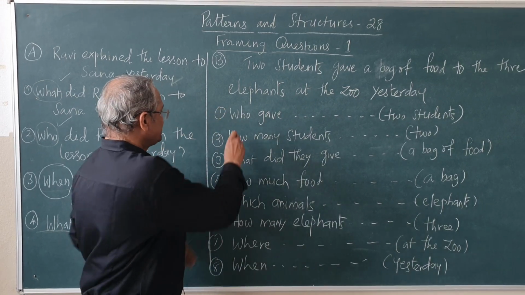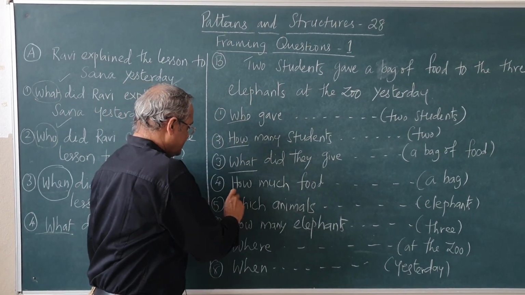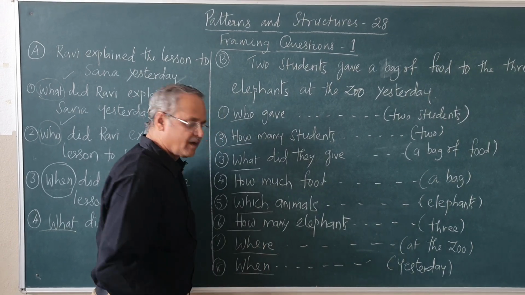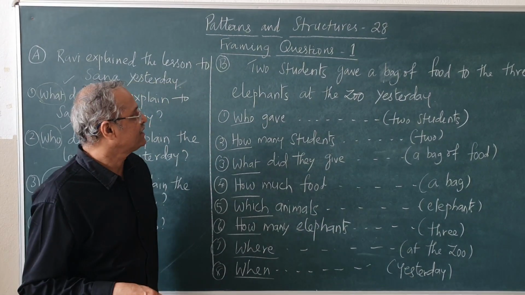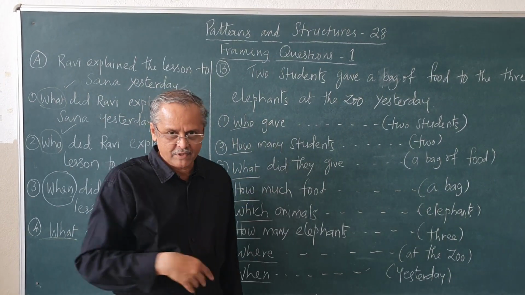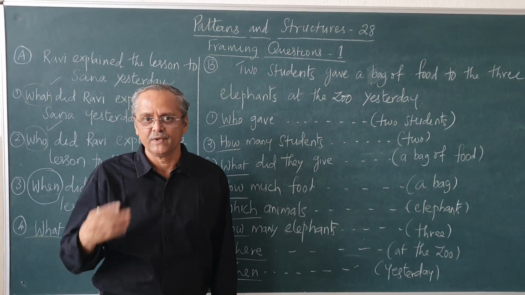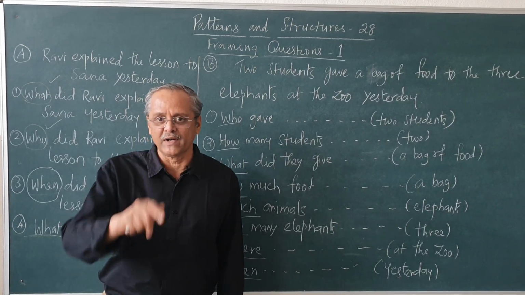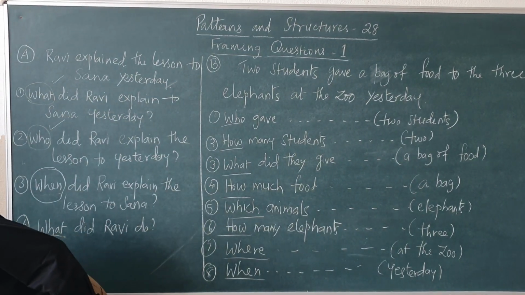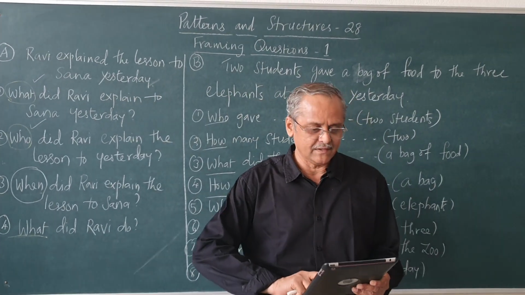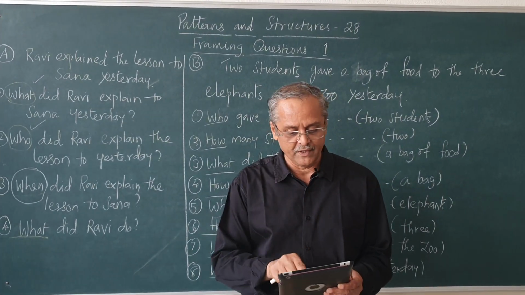So, they can use who, how, what, which, where, when, all these types of questions we can frame. This type of activity can be conducted in the school or at home also, and make the children frame as many questions as possible. Let us see some more examples. I will give some sentences and show how questions can be framed from them.